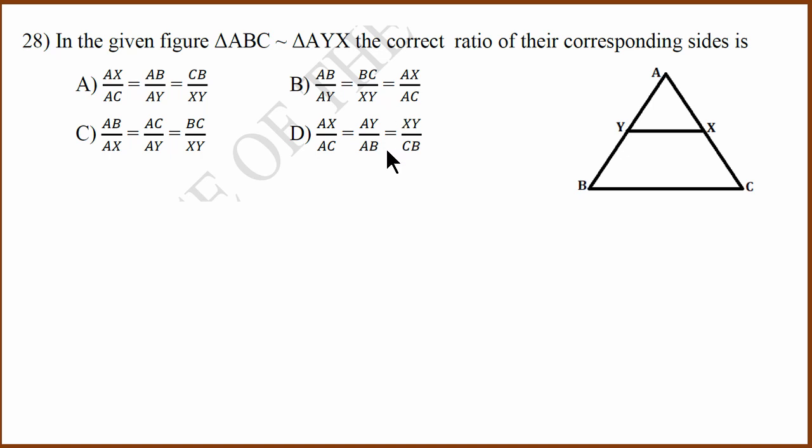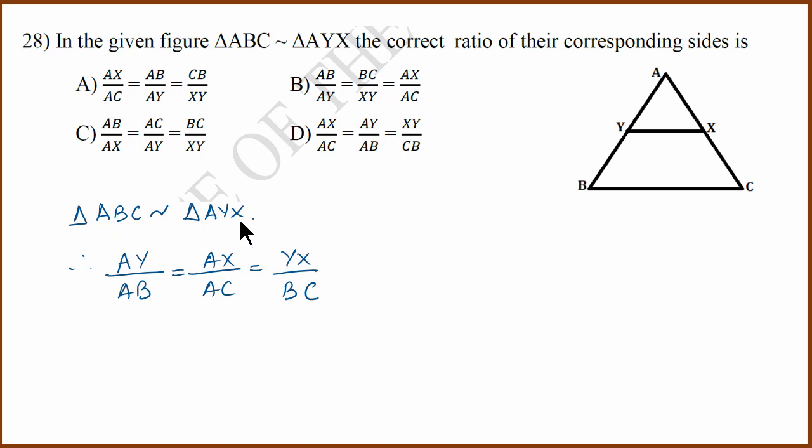All right, this is again a basic proportionality thing. Because they are similar, we can say that the small triangle side divided by the big triangle side will give us this. And this one is actually similar to this last one, D.